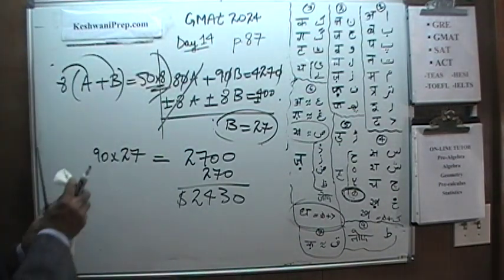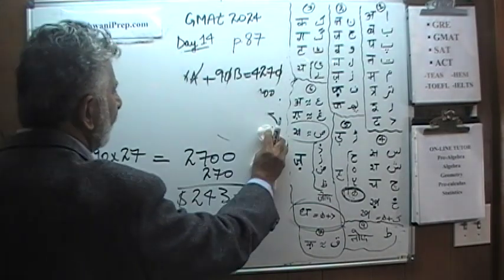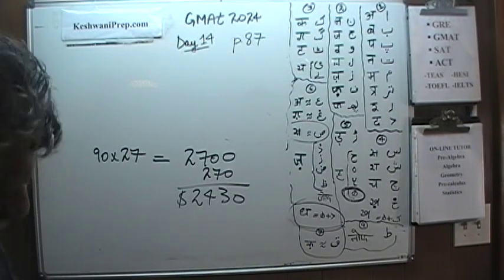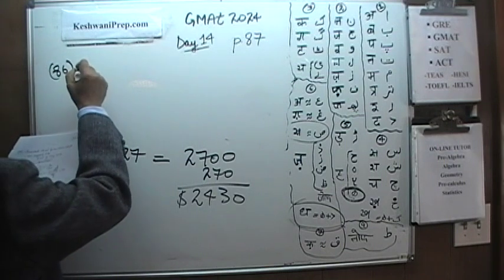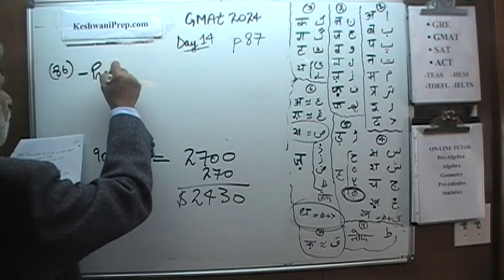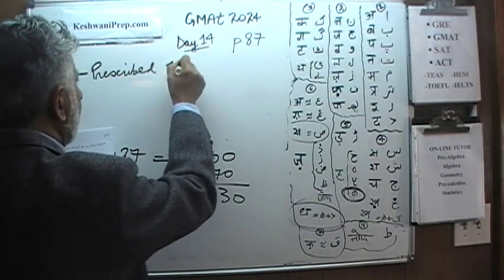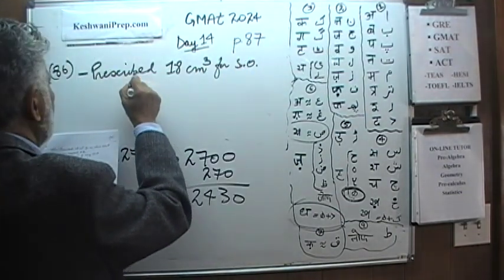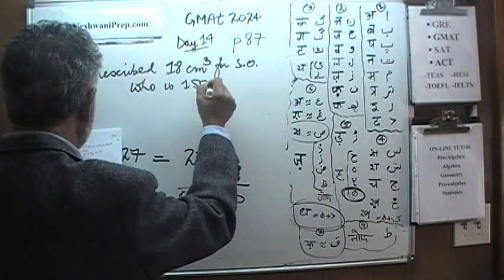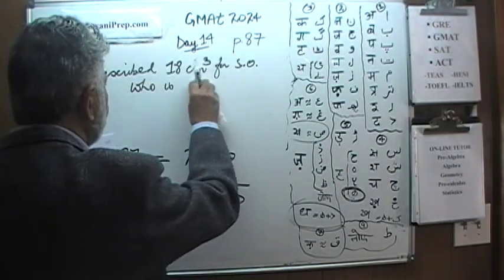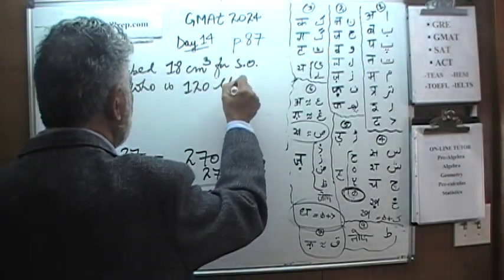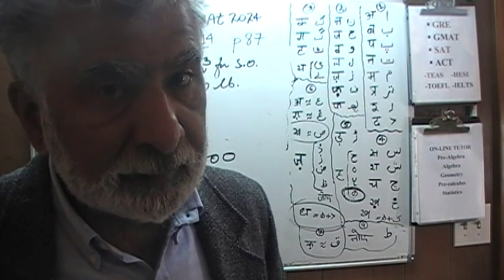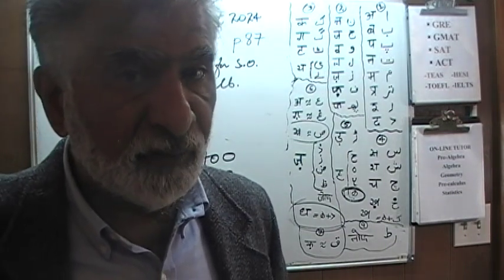Number 86. Number 86 says that the doctor prescribed some cubic centimeters for someone who weighs 120 pounds. The question goes on to tell us that the doctor has made a mistake. It was a wrong prescription, and our job is to figure out how big was the boo-boo.